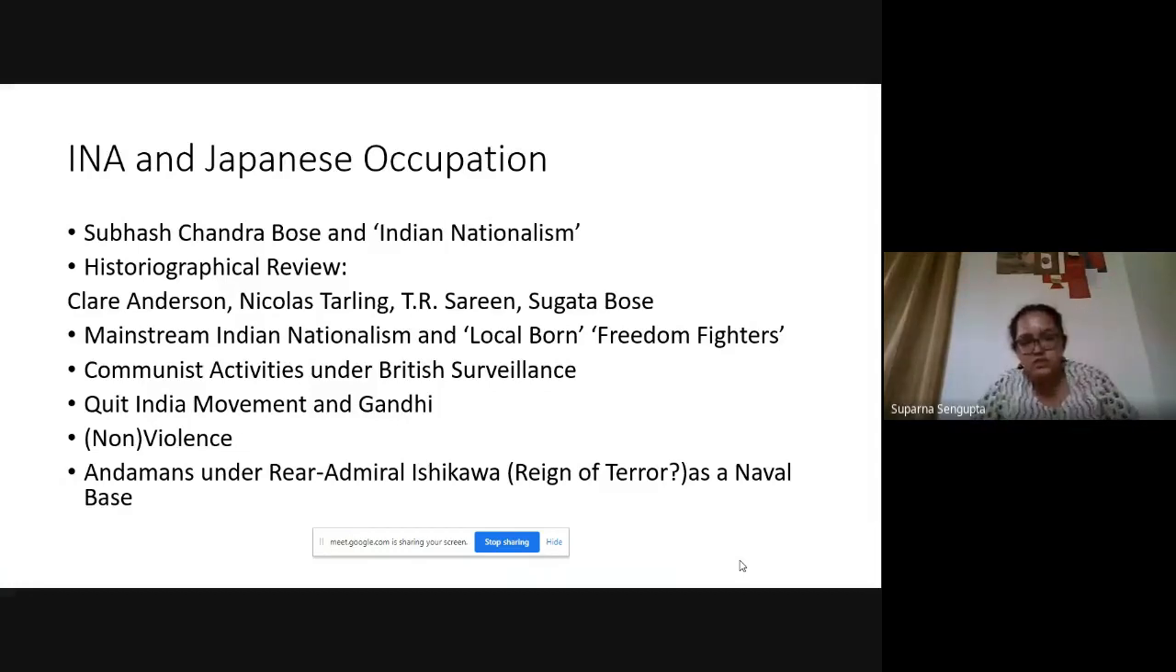So the year 1942 was a period when Gandhi had also declared the Quit India movement, which was not to be narrowly based on the basis of non-violence. And we also see that Japan's support was also putting the communist actors in the nationalist movement under British surveillance.